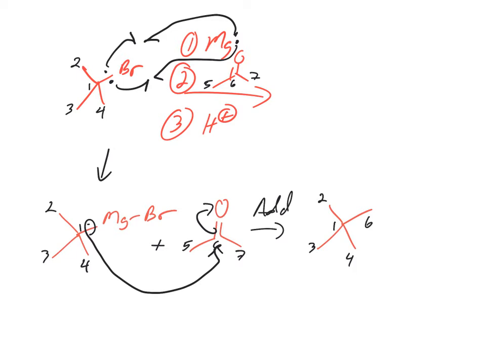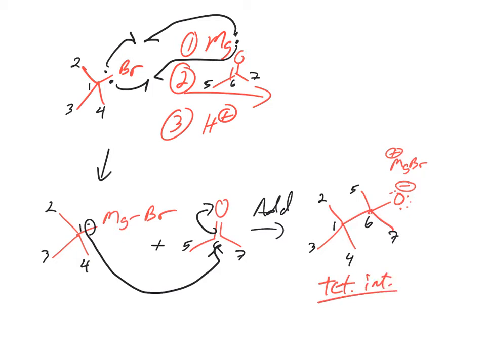What else was carbon 6 bonded to? Bonded to carbon 5, carbon 7, and an oxygen. 5, 7. Oxygen needs to have a negative charge, right, to balance our charge from before. So what have we created? We've created a tetrahedral intermediate.